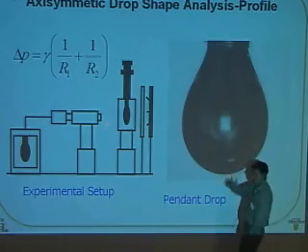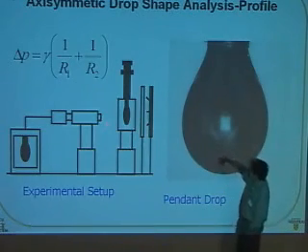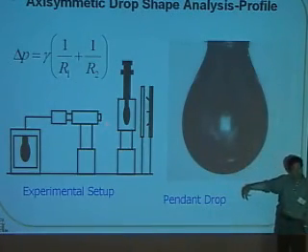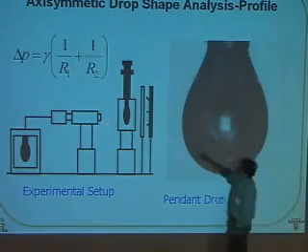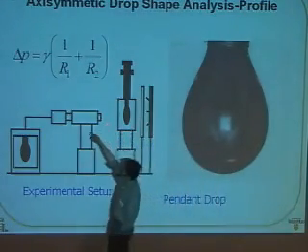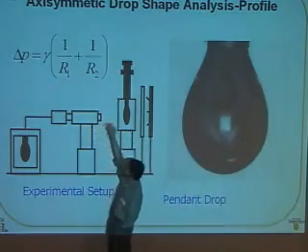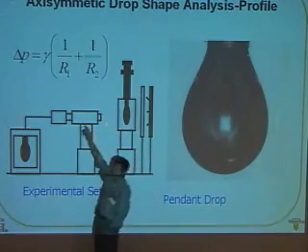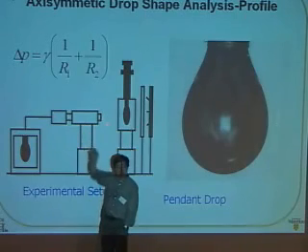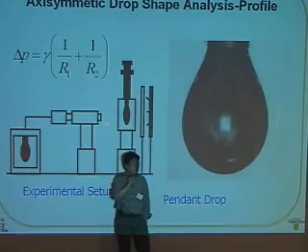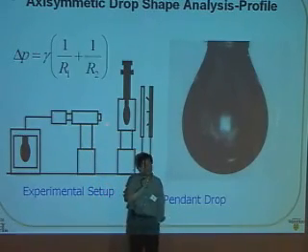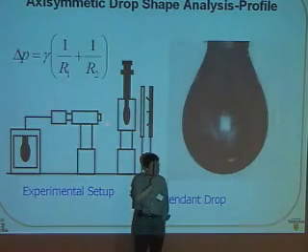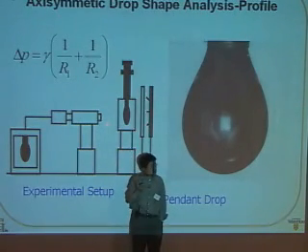Physically, this drop shape and the influence of gravity is determined by this equation. This is the pressure, the curvature, and so on. One important parameter is gamma, which is the surface tension. Surface tension is a thermodynamic parameter. It's probably one of the most important parameters in studying the physical chemistry of surfaces.